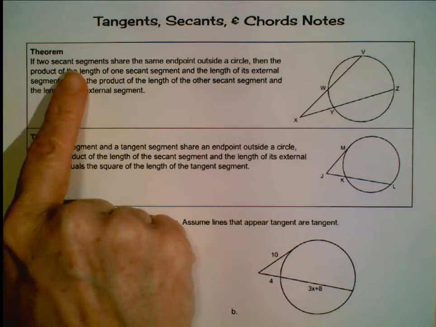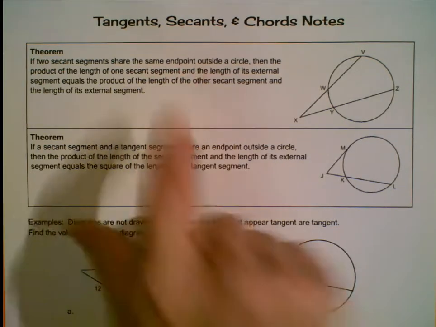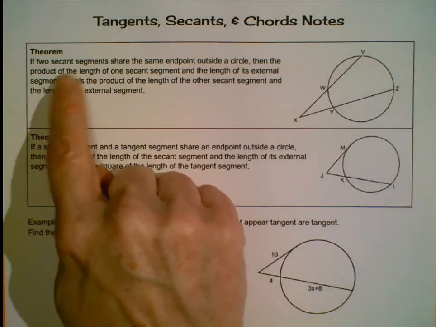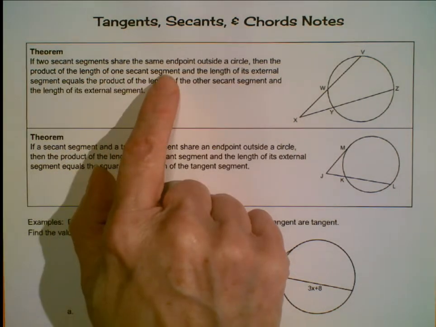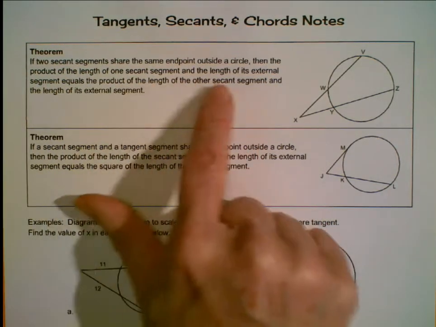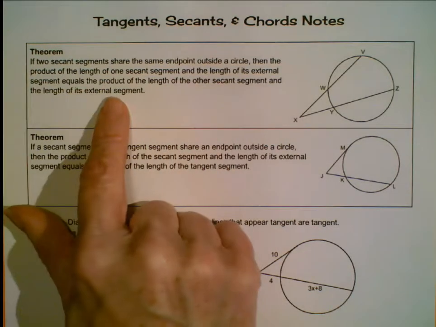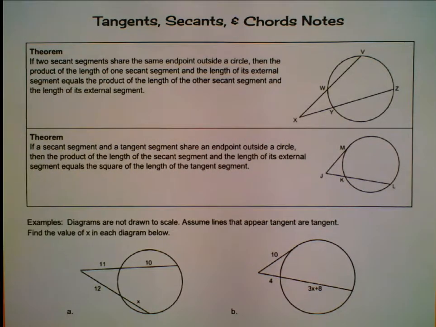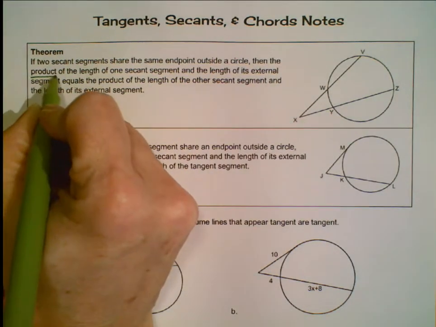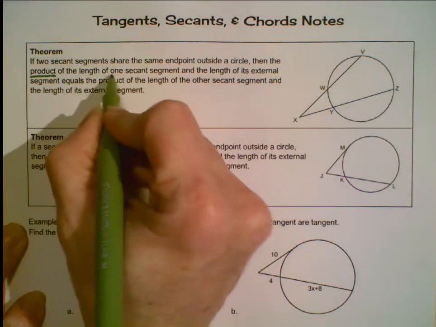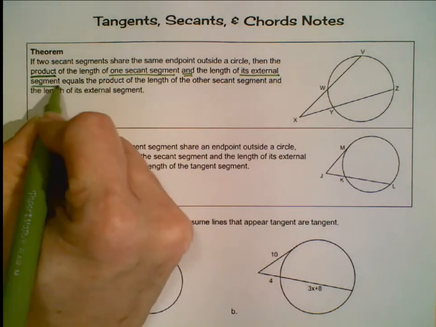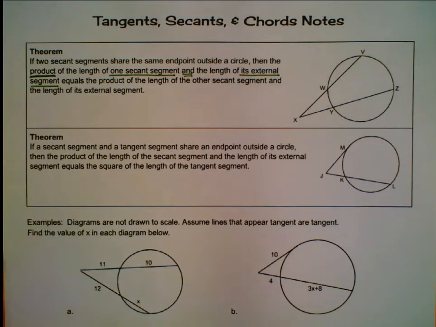All right, the first one. If two secant segments share the same endpoint outside a circle. So we have two secants that both share point X as an endpoint. Then the product of the length of one secant segment and the length of its external segment equals the product of the length of the other secant segment and the length of its external segment. All right, so let's work with this broken apart into different parts. The product, so that tells me I'm going to multiply, of the length of one secant segment and its external segment.